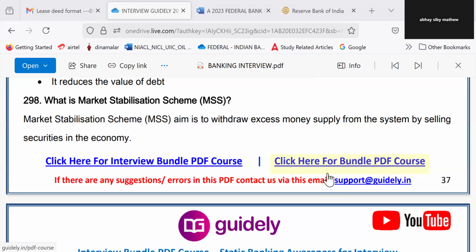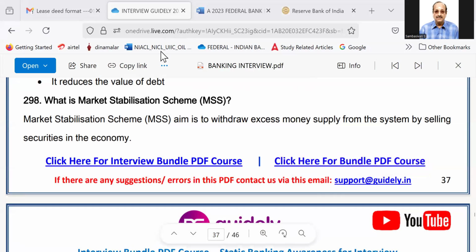So, what is the market stabilization scheme? MSS. Market stabilization scheme MSS aim is to withdraw excess money supply from the system by selling securities in the economy. But now such a situation is not there. Now government wants to give more money. Yeah. Continue.